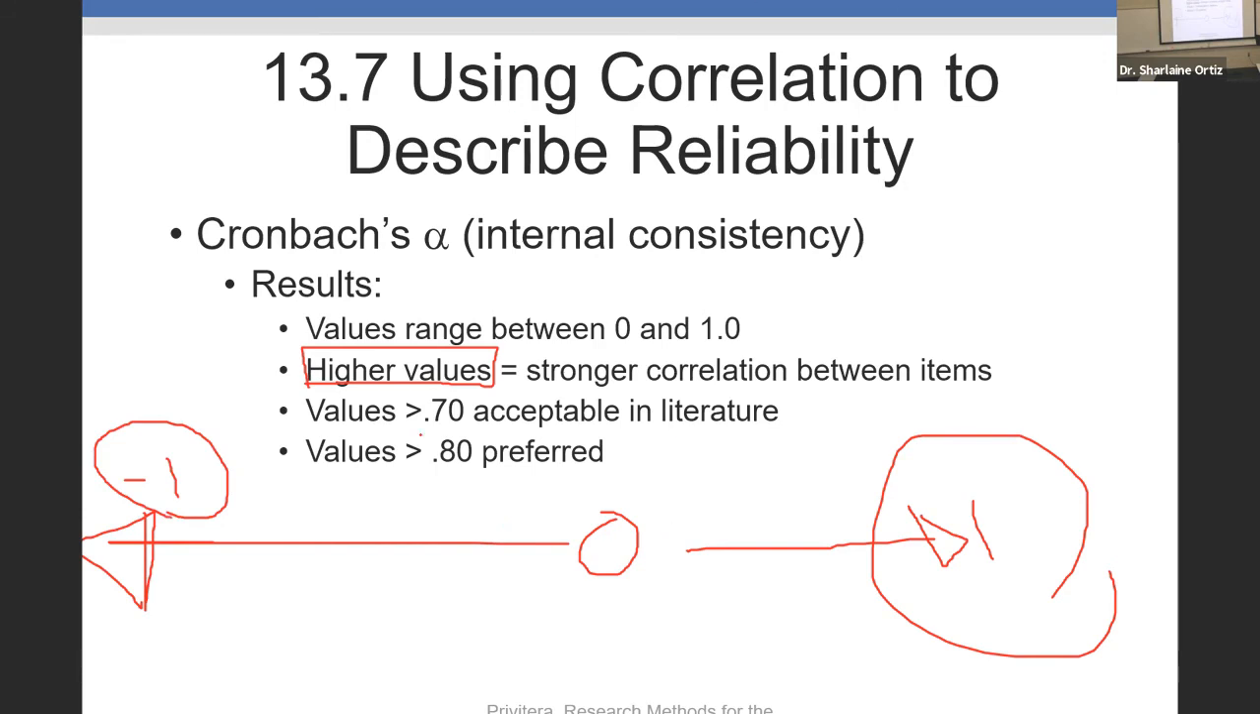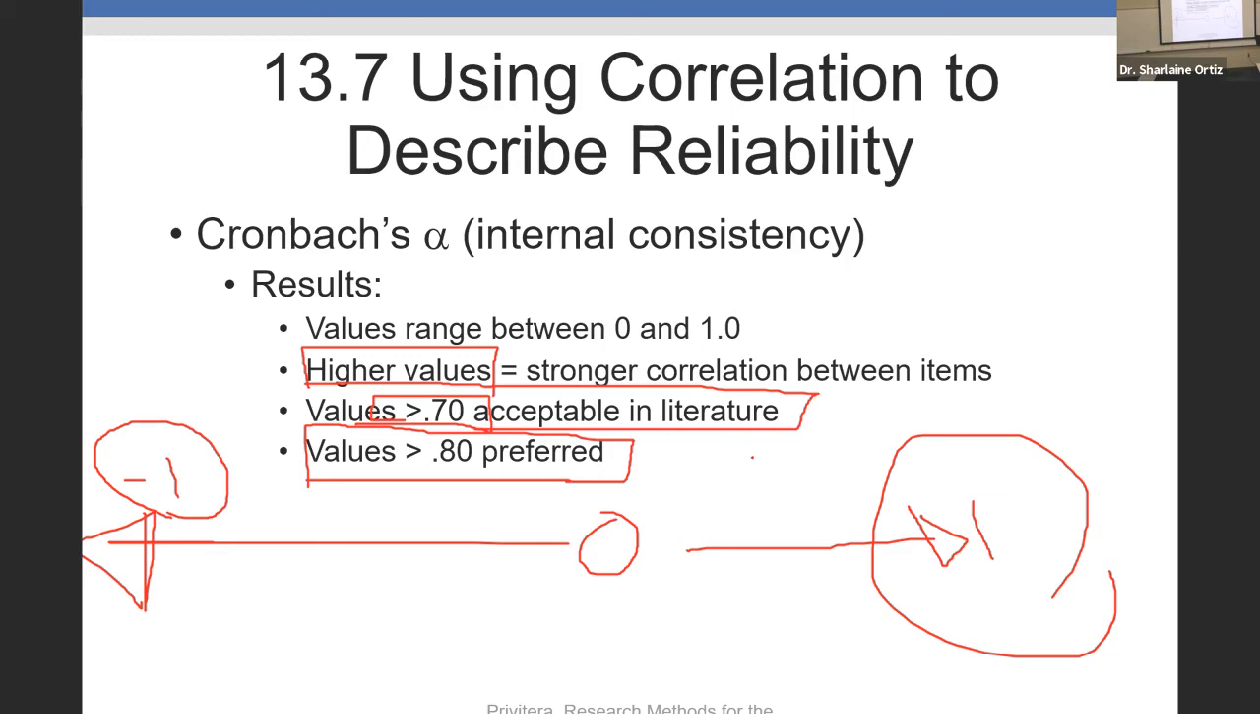Now, if we get a value closer to 70, that's generally acceptable. We will accept that in literature, but we're aiming for an 80. We're aiming to get a score, a relationship between these items. We are trying to get to an 80, so that is our preferred value.